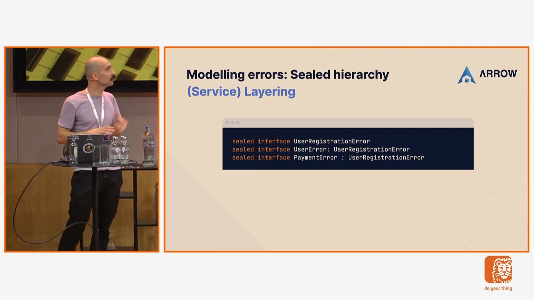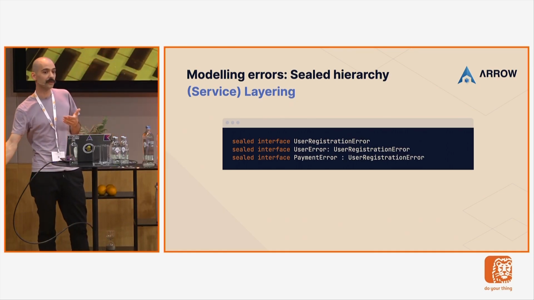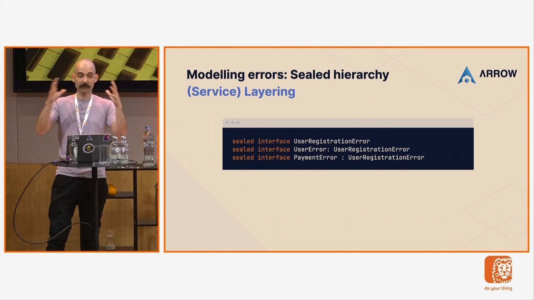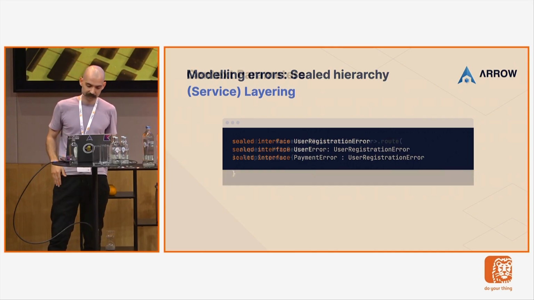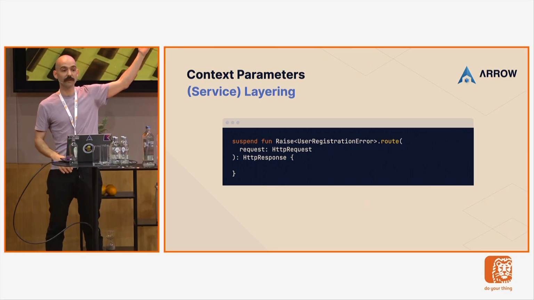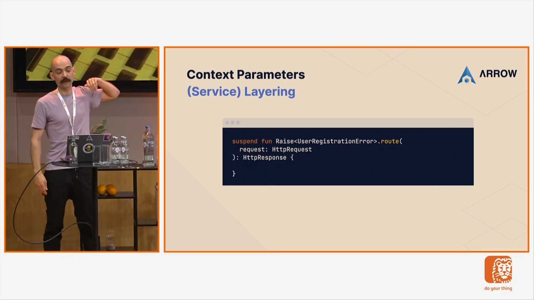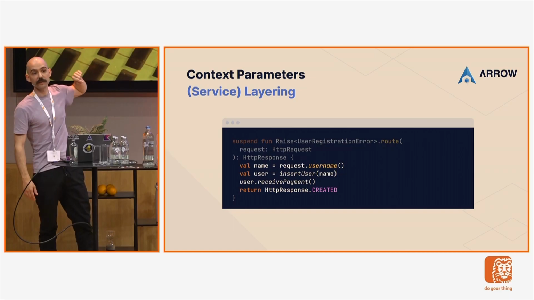So here we define a user registration error, and all the errors that can occur inside are all the user errors and all the payment errors. So we've now effectively created a new hierarchy that couples everything together. And this is really neat, right? Because here I'm using the service layer interface, which means all the errors from the user and the payment can occur inside. But that also allows us to call all these functions inside, right?